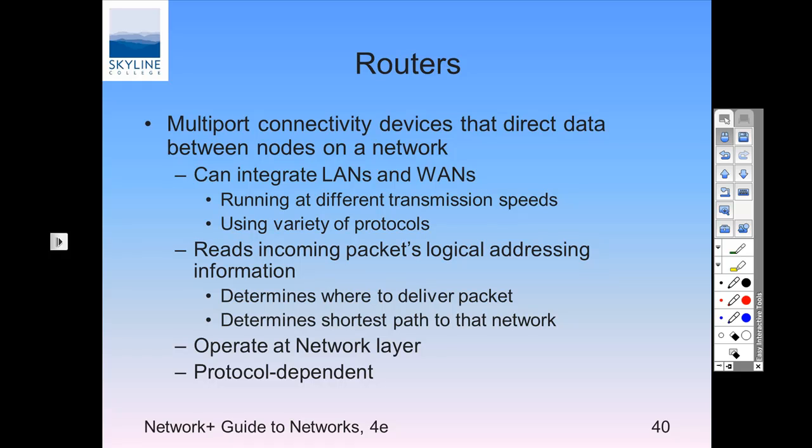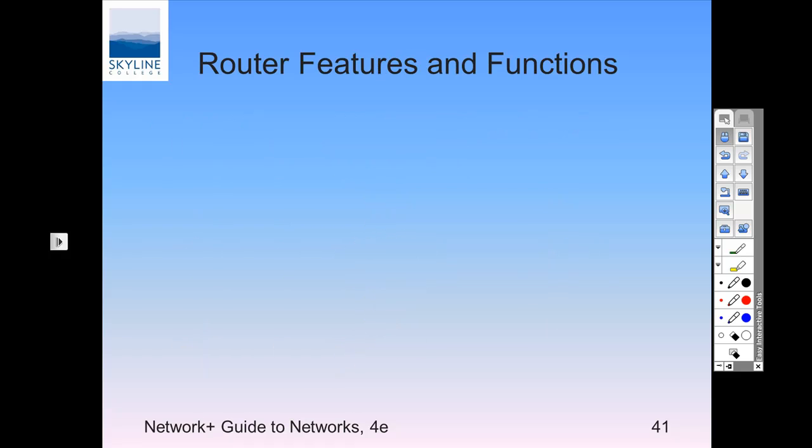We can have LAN and WAN ports going into it, and it can take it from a local area network protocol, Ethernet, and translate it to a wide area network protocol so that it allows networks to come together. And it finds networks. It reads the logical addressing information, layer 3, IP addressing information. It operates at the network layer, protocol independent because we can have multiple protocols running on it. And again, the only protocol we're really going to have running on it is going to be IP.